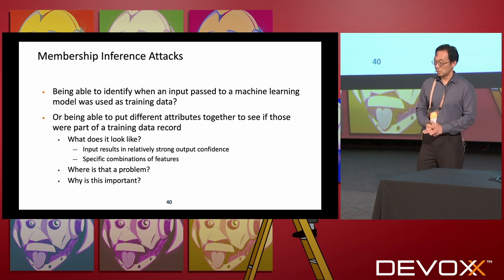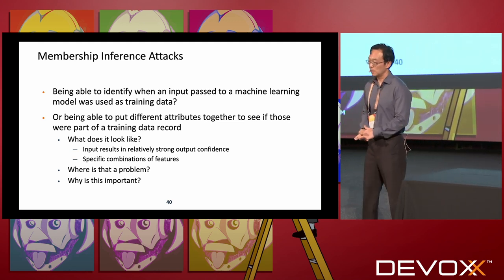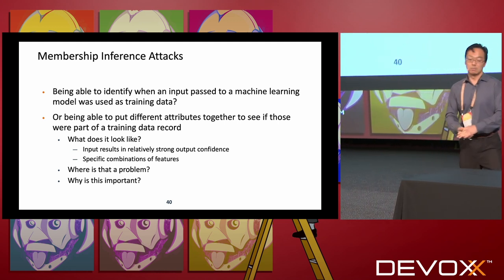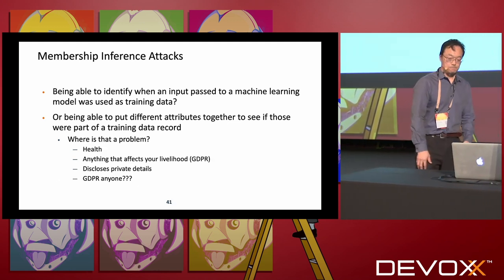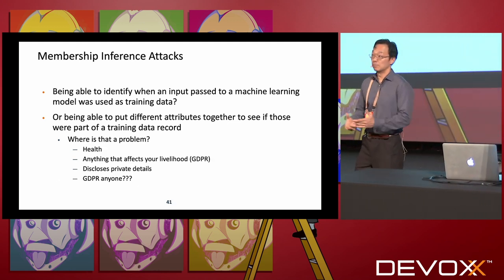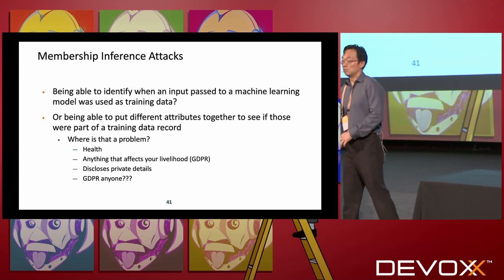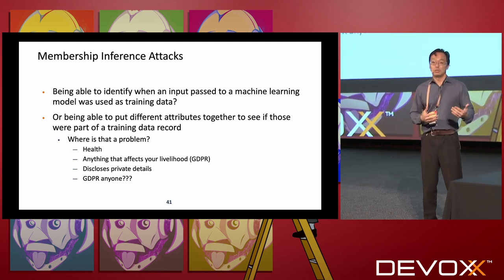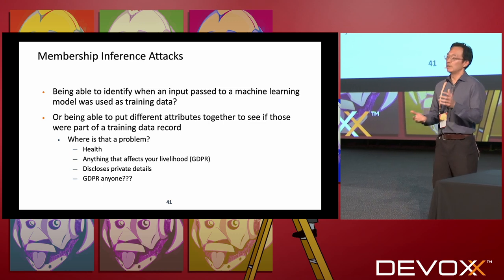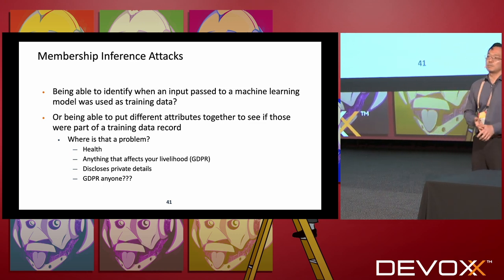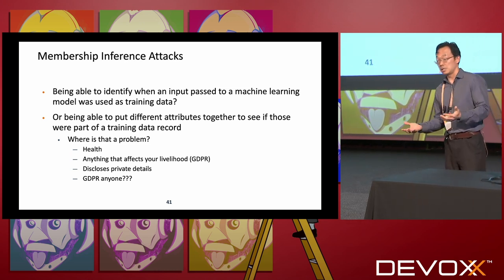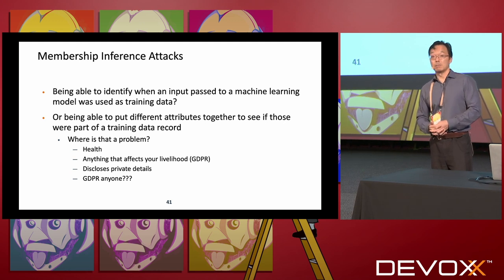Let's say you're doing a study on sexually transmitted diseases or people with genetic defects, anything with health, anything that affects your livelihood, right? Let's say there's a machine learning algorithm that looks at your history. Were you in prison? Did you commit a felony? There might be some other stuff, right? And if that were to leak, that would be really bad, especially if they could tie it back to you, right?